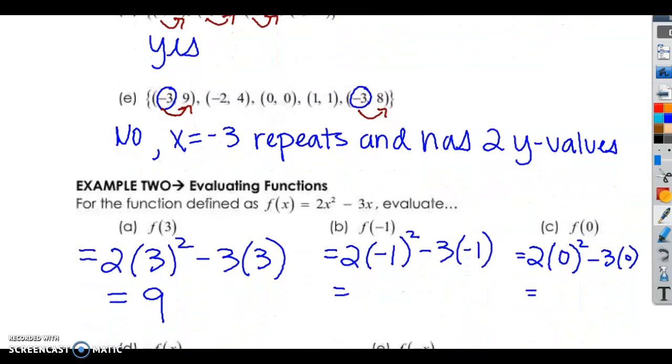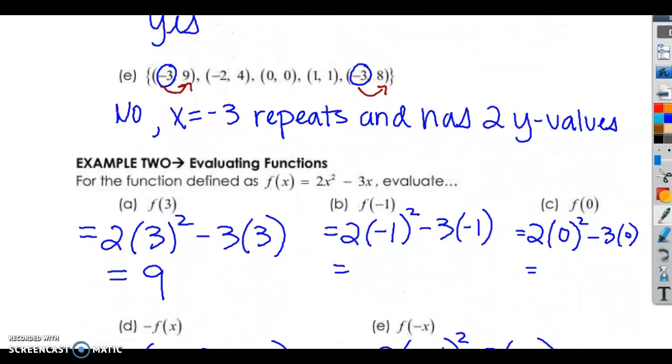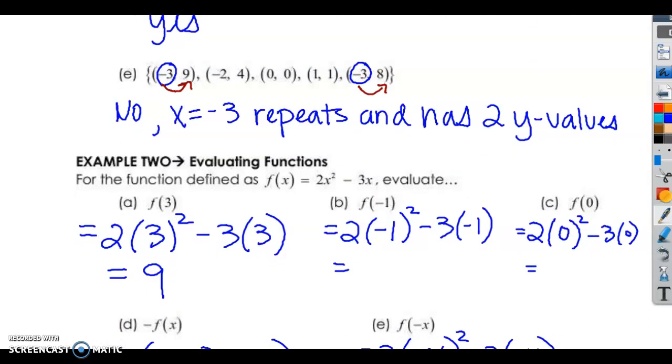So now we're going to talk about evaluating functions. So what we'll do here is f of 3. So we're going to take our f of x, and everywhere we see x, we're going to input a 3. Now you have to be careful because x is squared. You see that? So you have to square the 3. It's not too bad when it's a positive value. So 3 squared is 9, 9 times 2, and then minus 9, and you get 9.